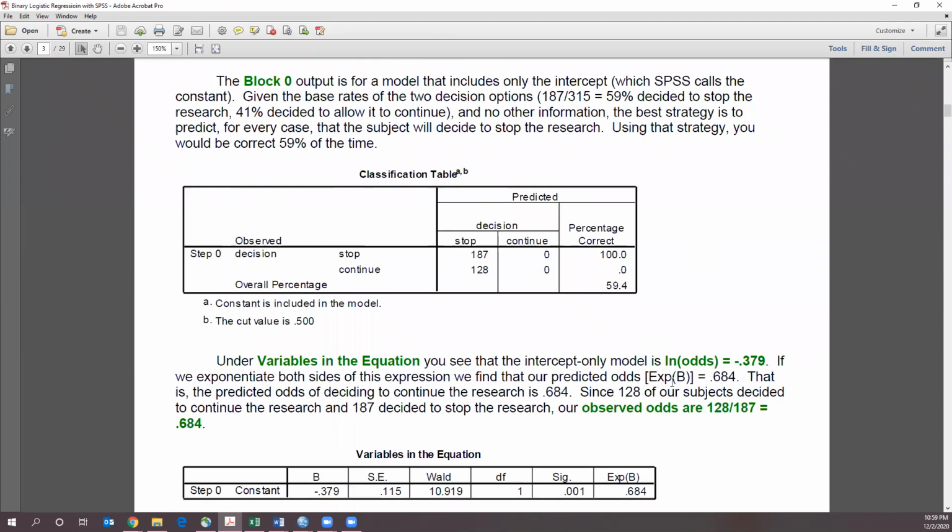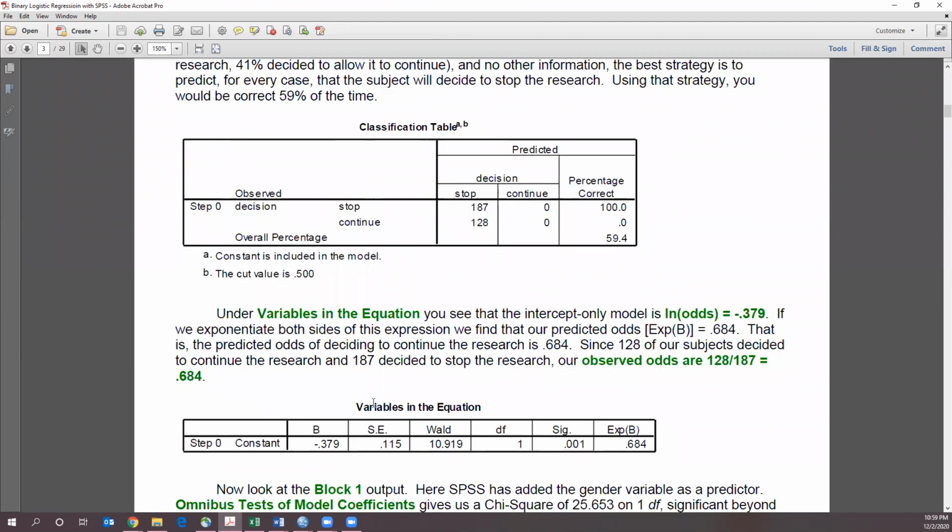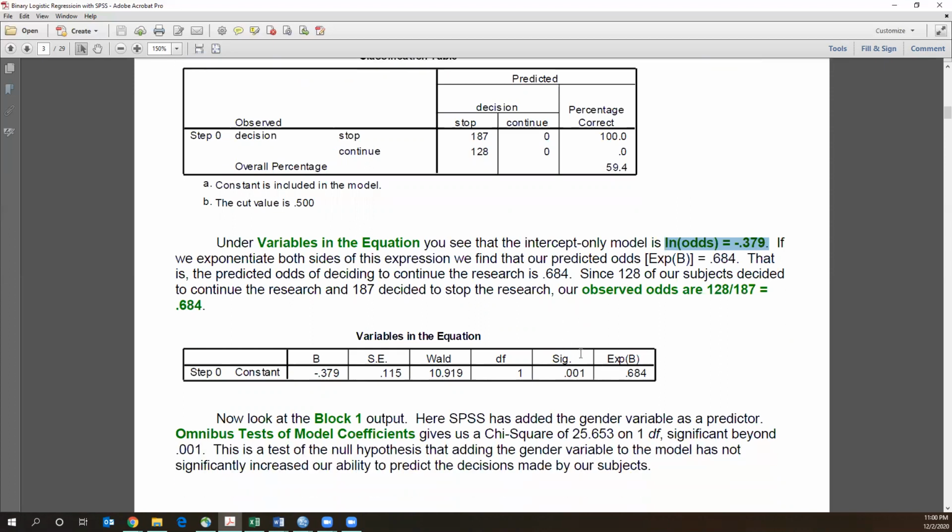Okay. So in this particular case, we're also going to look at the variable of equation, which is similar to what we just looked at with discriminant. And our odds coefficient is negative 0.379. And over here, we can see that's significant, right? And what we're saying here is that our predicted odds, this exponent beta, is 0.684. And what that's saying is that our observed odds are 68.4%, right? So 68.4% is the chances that we observed it correct.